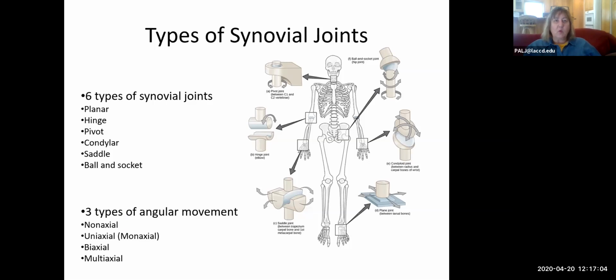So we had 6 types of joints, and we're going to have 3 types of angular movement. And for the angular movement, go back and look at them. If it has no angles, if it's just sliding, that's called non-axial. If it can move in one direction only, like your elbow, that's going to be called uniaxial. If it can move in 2 directions, that would be biaxial. And if it can move in multiple directions, that would be called multi-axial.